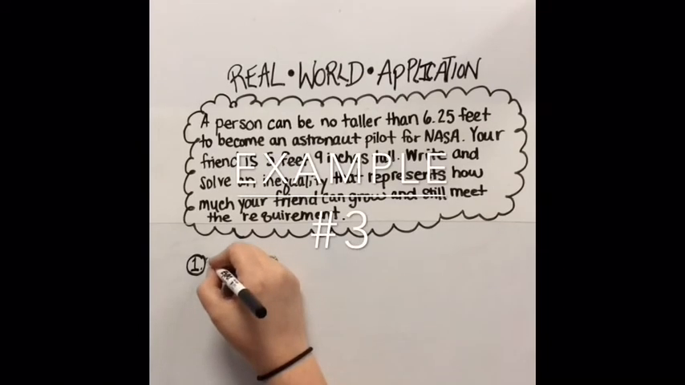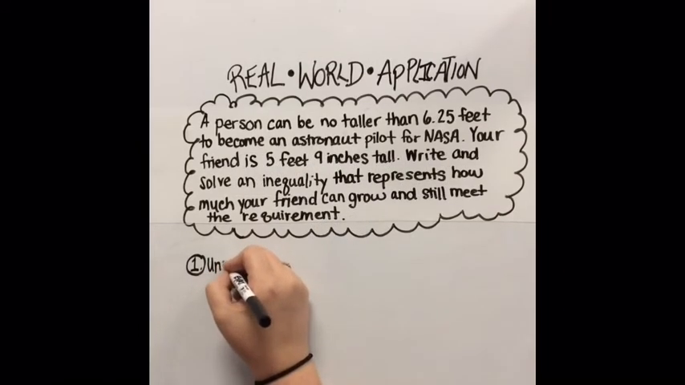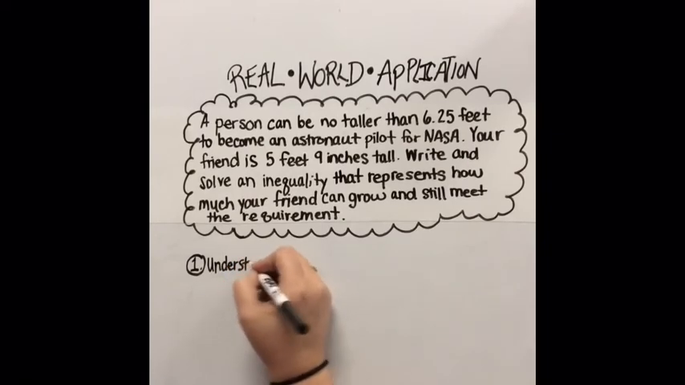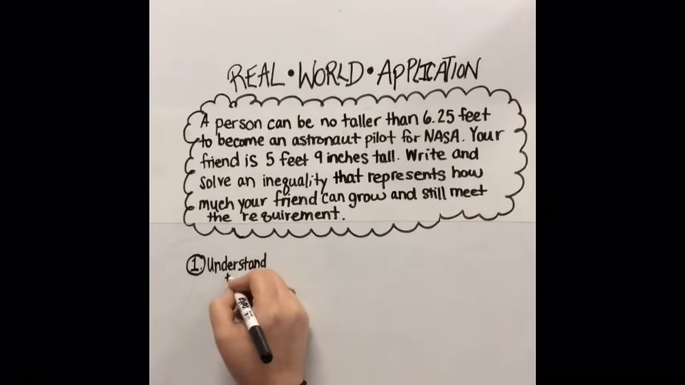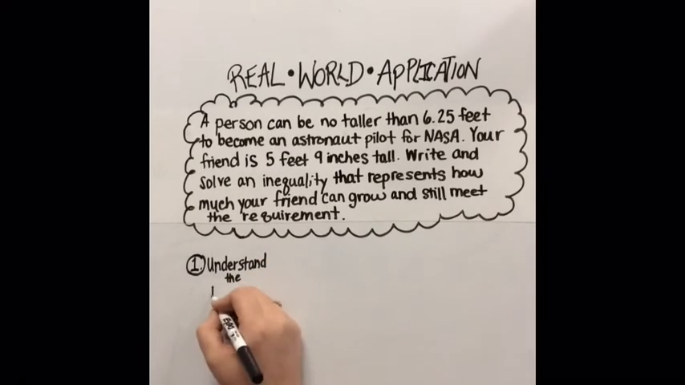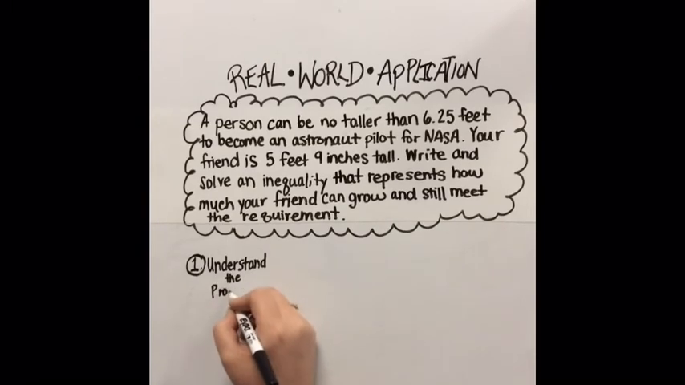Now let's look at a real-world problem. A person can be no taller than 6.25 feet to become an astronaut pilot for NASA. Your friend is 5 feet 9 inches tall. Write and solve an inequality that represents how much your friend can grow and still meet the requirement.